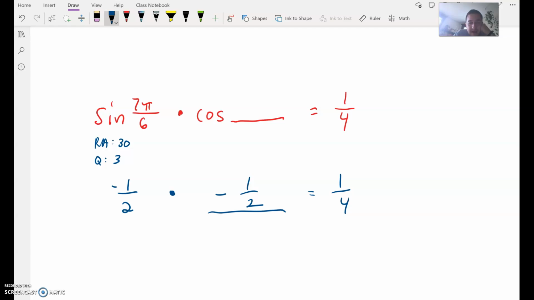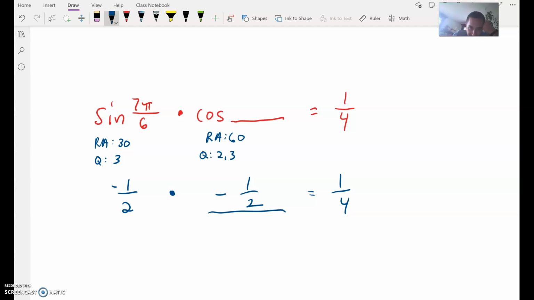Okay, so I now need to pick the angle measurement that can give me negative 1/2. So what reference angle with cosine gives me 1/2? That's actually 60. And then which quadrants is cosine negative in? Cosine is negative in quadrants 2 and 3. So that means there are actually two answers that I could choose. The 60-degree reference angle in the second quadrant and the third.